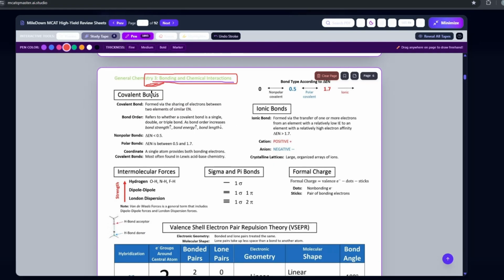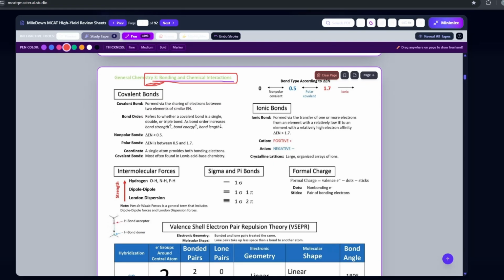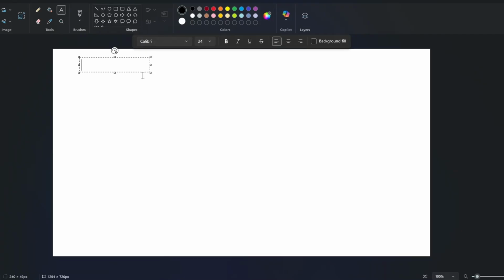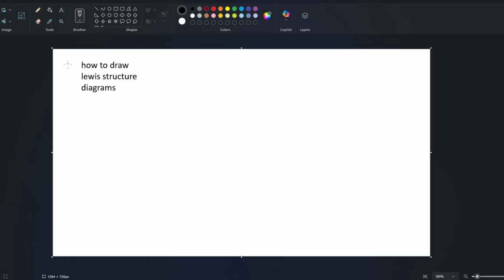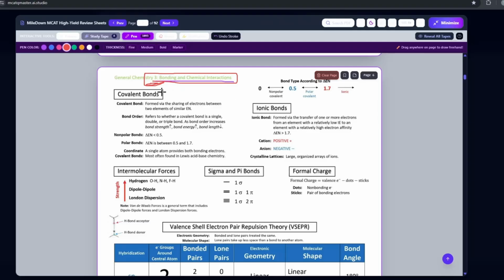So if you ever look at a Lewis structure diagram, you need to know what a Lewis structure diagram is. So you need to know how to draw it, so search up on Google how to draw Lewis structure diagrams. Okay, so you need to know this. This is important to know how to do. So that will come from your practice questions, right? So do your practice questions for chapter 3.